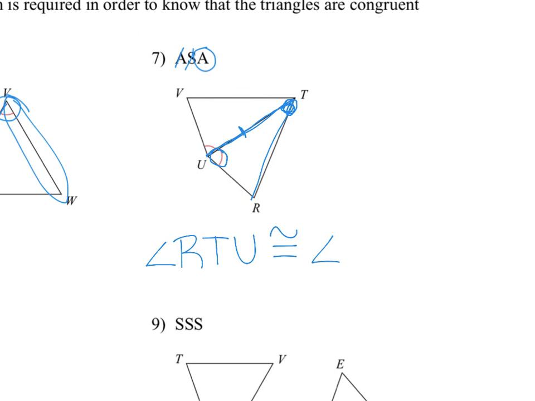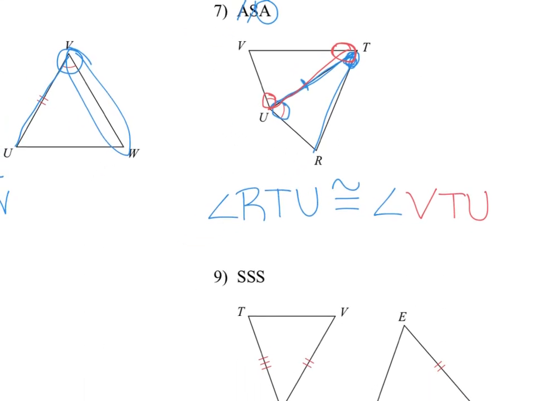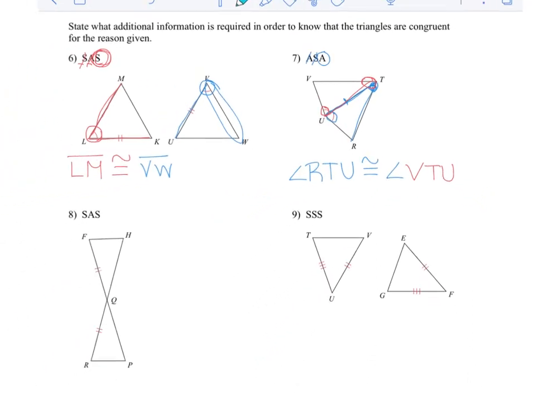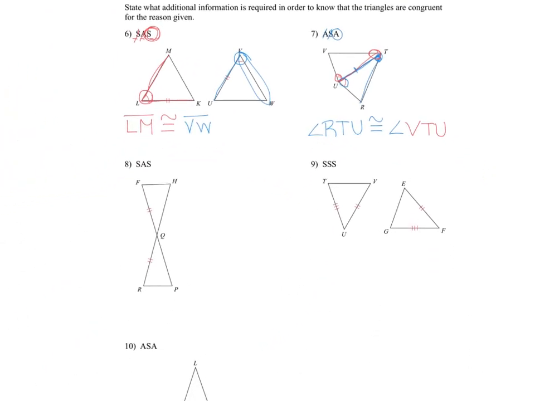All right, let's look at this next triangle. We have our angle, side, so we need this angle as well. So it'd be angle VTU. All right, and the reason I have to use 3 letters there is because we have multiple angles at angle T.